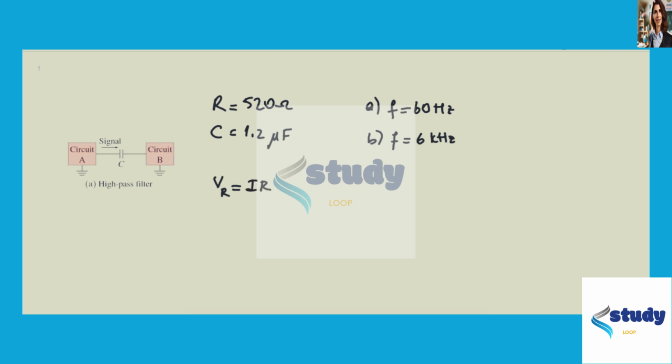However, the current here depends on the impedance of the system, right? The input voltage divided by the current is our impedance. So if we want to write this equation in terms of the current, it's going to be input potential divided by the impedance. So let's plug this into the Ohm's law that we wrote: the input potential divided by the impedance times the resistance.